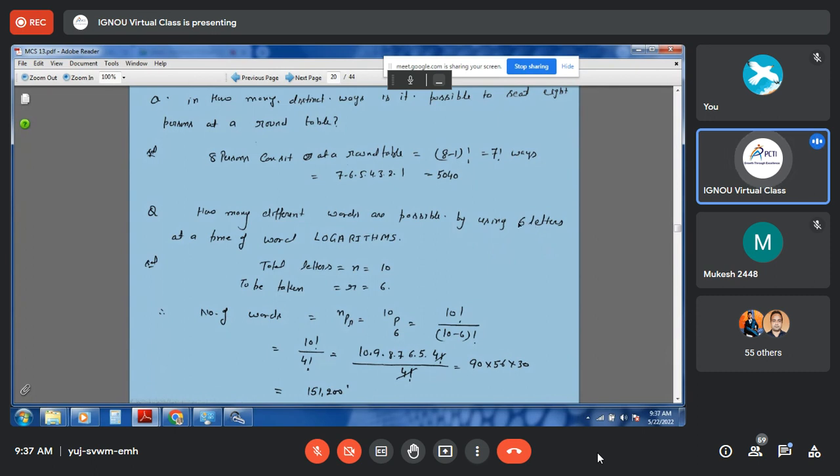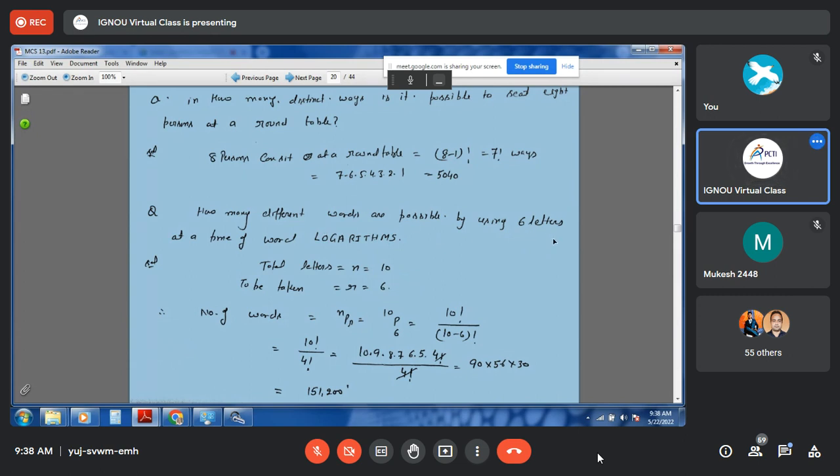Using 6 letters: no, there is a change. In the previous numerical, the requirement was using all the letters. Here we are using 6 letters. Then what is the difference between both the conditions? The word is LOGARITHMS. See, there are 10 letters. From the 10, you have to arrange only 6.